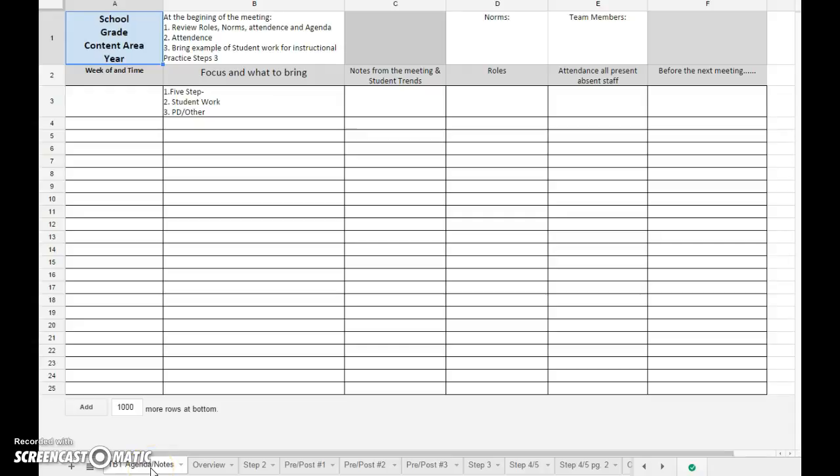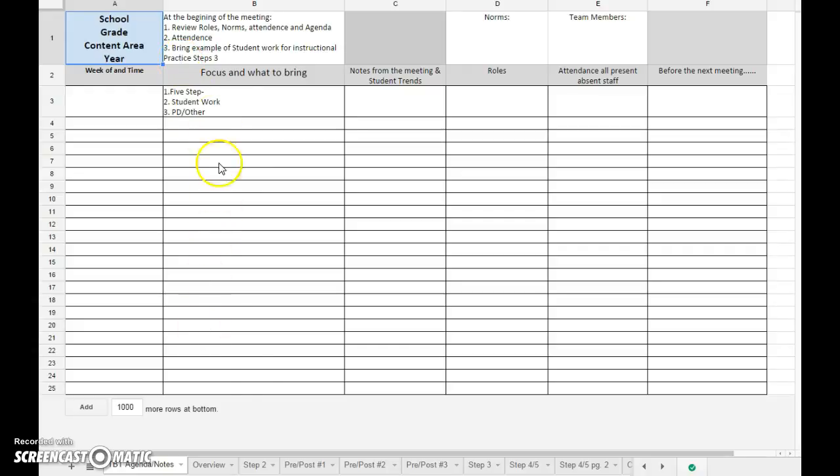On this page, this is the first page of the form. Buildings will record this information. This agenda is populated on the form because these are the primary things that should be discussed at your teacher-based team meeting. The rules and norms should be first, attendance and then review of your agenda. At most of our TBT meetings we should be bringing examples of student work for instructional practice, which is step 3 in the process.